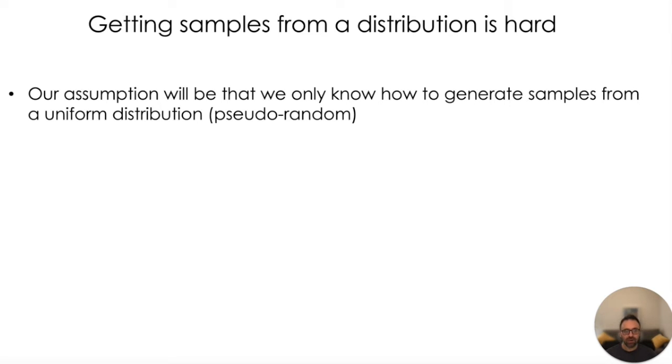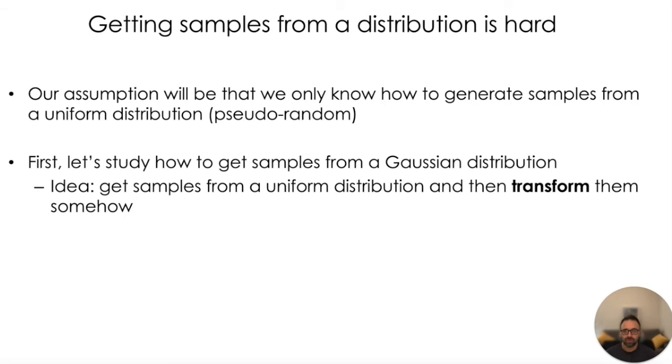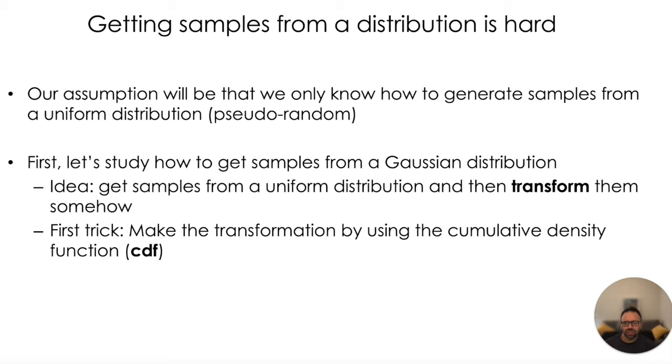So our assumption from now on is going to be that we are able to generate random numbers from a uniform distribution. As you know, those are pseudo-random numbers because there's no way to generate fully random numbers without a physical process. And we just use pseudo-random numbers from the computer. That's a whole another area of research. But for now, let's assume that we can generate random uniform numbers. So let's start with a simple and very useful distribution, the Gaussian distribution. The idea is that we are going to be able to generate uniform numbers and then use somehow a transformation that will map those uniform numbers into Gaussian numbers. So the first trick that we will study is the trick that uses the CDF, or cumulative density function, of a given distribution.